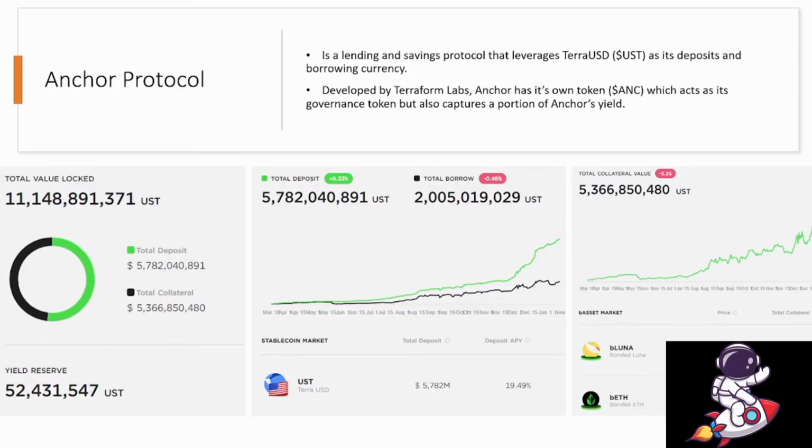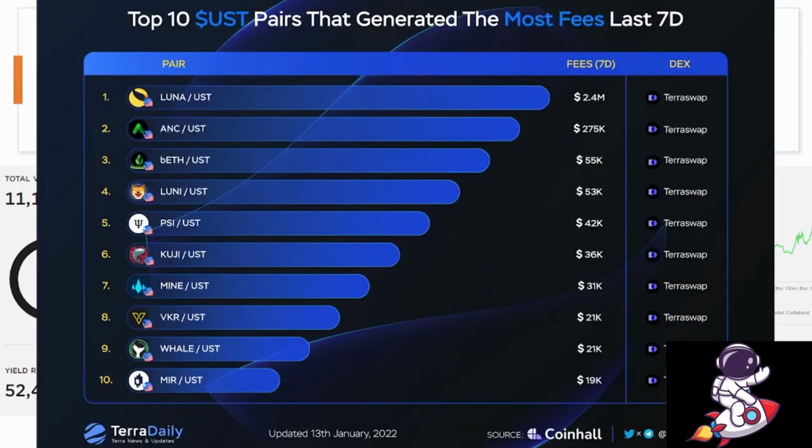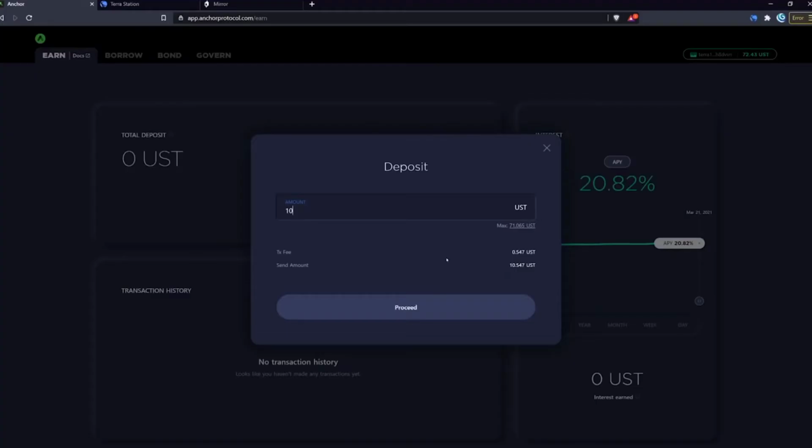no KYC process. You need to create a Terra Station wallet and connect it to the platform to start using it. Also, it offers easier integrations, where its open source SDK can be integrated with a few lines of code to any app that handles balances. On the platform, there are 4 tabs available.